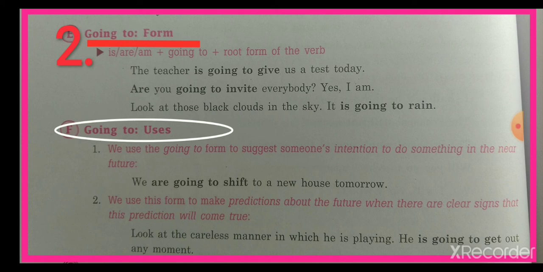Now the form which is used here is subject plus is/am/are plus going to plus first form of the verb, that is known as the root form of the verb. Like the teacher is going to give us a test today. So here is/am/are plus going to plus root form of the verb is used in going to form.